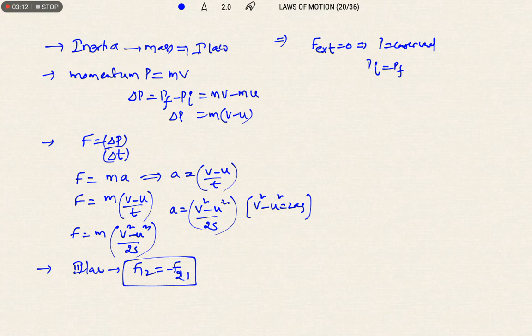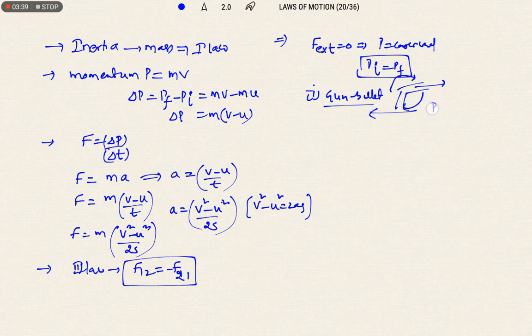Based on this law of conservation of linear momentum, we discussed so many applications. In that we discussed the gun and bullet system. When a bullet is fired from the gun, what will happen? The bullet moves in the forward direction. Due to its action on the bullet, the reaction is on the gun. So due to this action and reaction, the gun will move in the backward direction. In this case, the initial momentum is 0 and the final momentum we write as m1 v1 plus m2 v2.